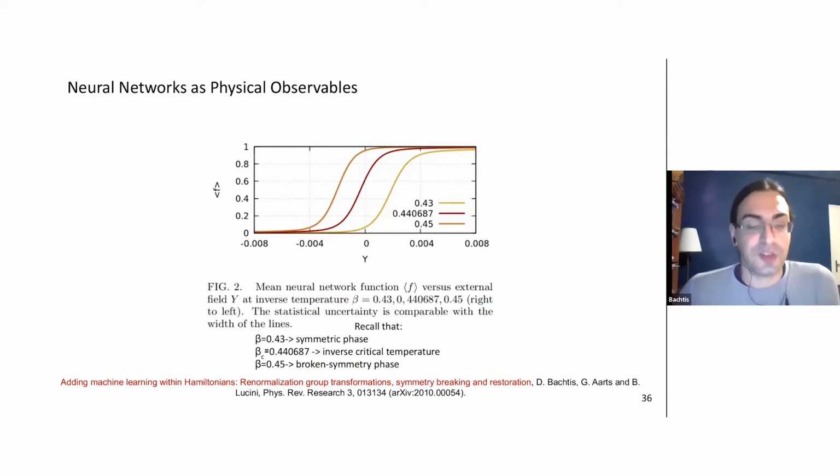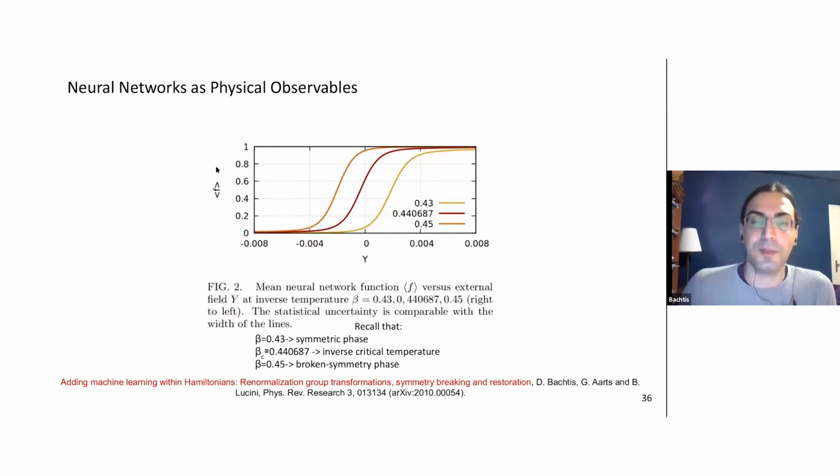So here is the first result. This is the neural network function versus the neural network field for 3 cases of temperature in the Ising model, 1 below the critical point, 1 at the critical point, and 1 above the critical point. You can see that irrespective of the phase that we start in, by varying this neural network field, we are able to induce an order-disorder phase transition in the Ising model by breaking or restoring its symmetry.